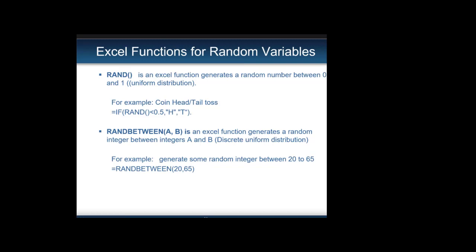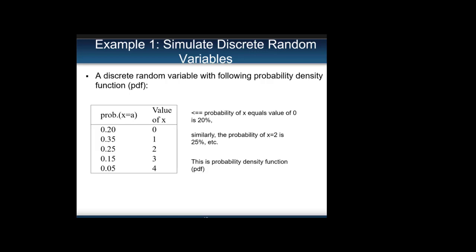So let me first talk about two very commonly used Excel functions. One is RAND. You have seen this already a lot, right? This is a common random generator we use a lot. Basically, it creates a number between 0 and 1. RANDBETWEEN takes the lower bound and the upper bound, where we create a random number, but it's an integer, like 20, 21, 22, 23, and so on and so forth.